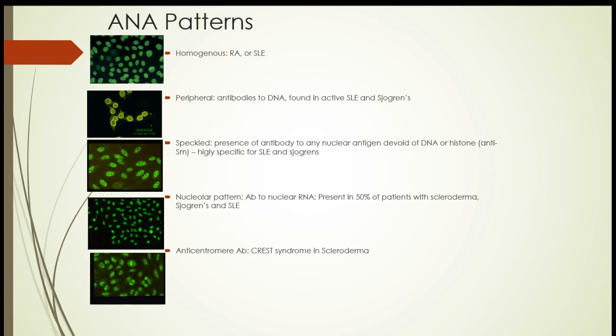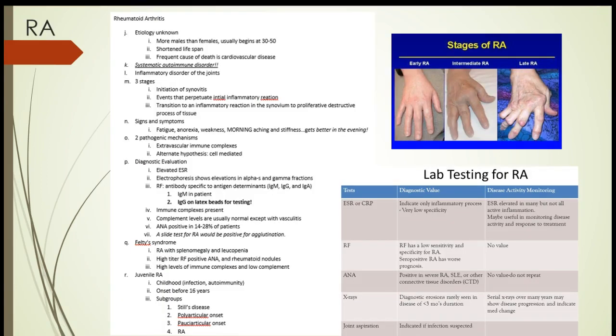And then the anti-centromere isn't one that we talked about a whole lot in lab or anything, but this one is seen in scleroderma. So with the lupus, homogeneous and speckled is pretty suggestive. Obviously, lupus can be found in any of them, though. All right, the last thing we're going to talk about is rheumatoid arthritis.